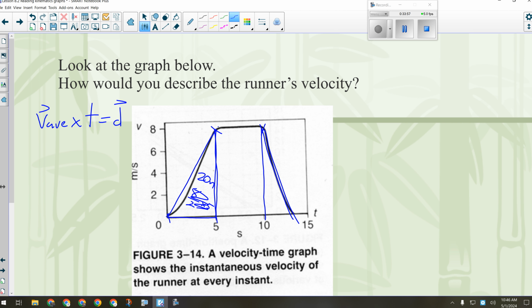This part of the race is easy. It travels at a constant velocity of 8 meters per second for 5 seconds. How far does it go? 40, right? 8 times 5 is 40.